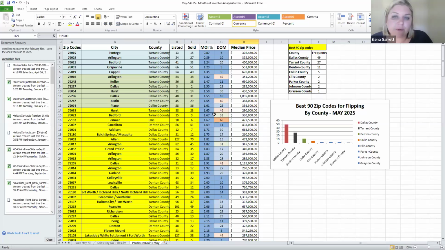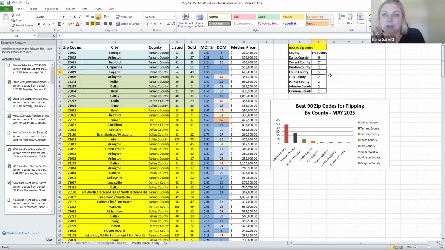Also, just very briefly, I wanted to mention that as far as the best 90 zip codes for the DFW area, Dallas County seems to be the leader. Out of 90 zip codes, they're leading with 49 zip codes belonging to Dallas County. Tarrant County is in second place with 27 zip codes. Denton County is in third place with 11 zip codes. Collin County is in fourth place with 5 zip codes. So you can see that it's very funnel-like. Dallas is the pyramid at the base, and then Tarrant, then Denton, and then Collin.